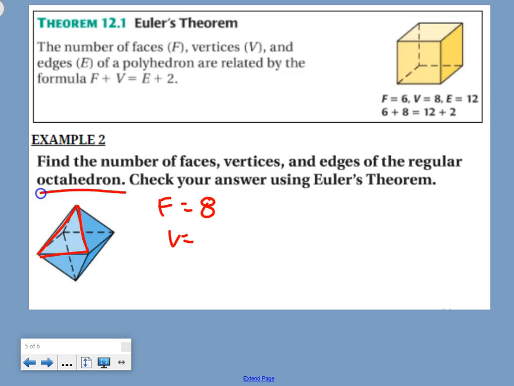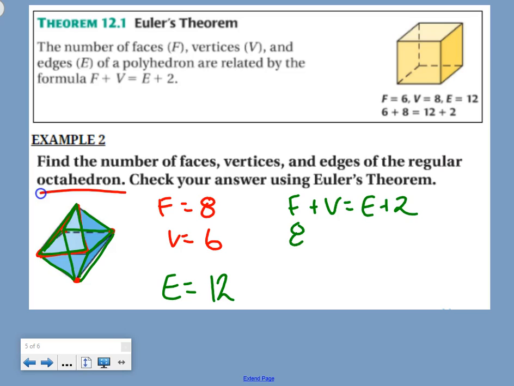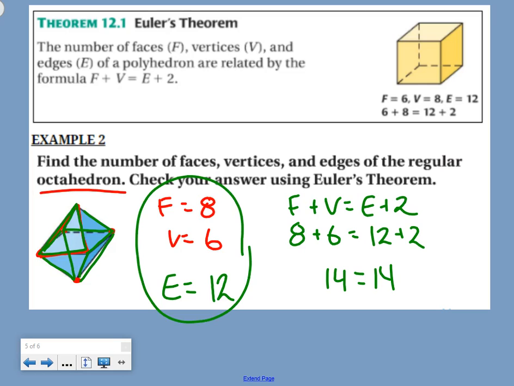Get those vertices. We have 1, 2, 3, 4, 5, 6 vertices. Edges, if we want to take a guess or try, 1, 2, 3, 4, 5, 6, 7, 8, 9, 10, 11, 12, which should work because faces plus vertices equals edges plus 2. Faces plus vertices equals edges plus 2. 14 equals 14. We are good to go.